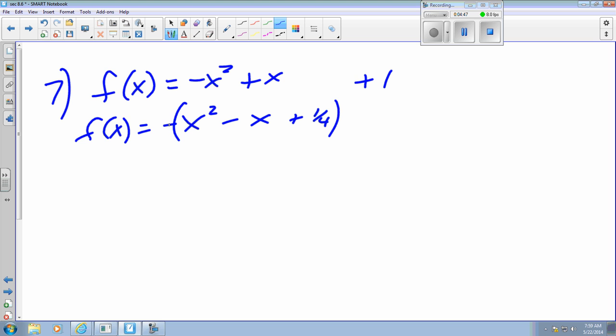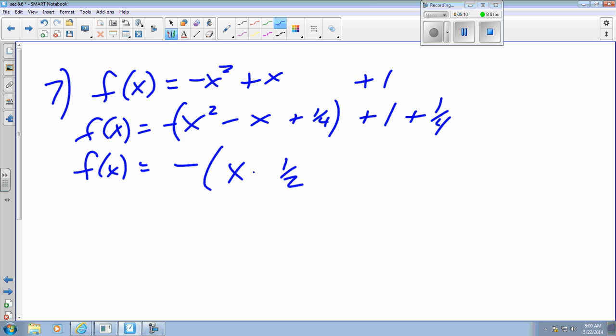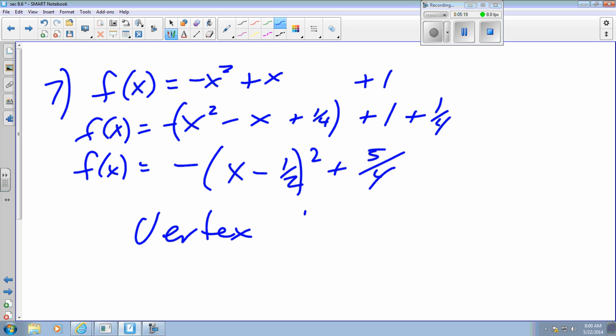And I did not add 1/4. I really subtracted 1/4. So I'm going to add 1/4 to the same side because if you're doing it to the opposite side, you do it the same, but if it's the same side, you do the opposite. So I'm going to add 1/4 to this side to keep it the same. Then I'm going to do the square root of the first term, square root of the last term, sign in front of the middle term, squared, plus 1 plus 1/4, which is 5/4 as a fraction. So my vertex is at 1/2, 5/4.